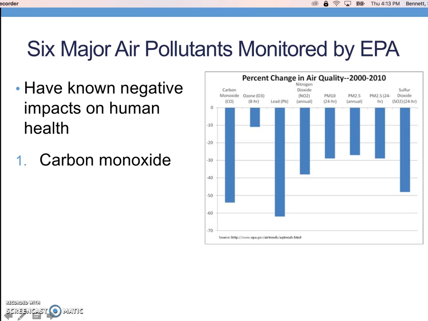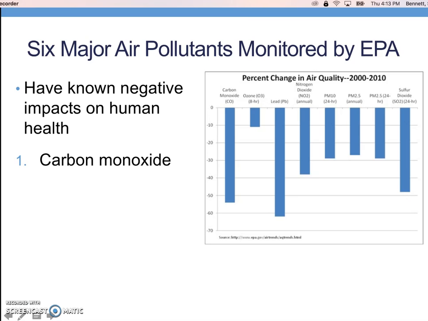So the first major air pollutant that we're going to discuss is carbon monoxide. This is usually a problem if it's high indoors. In that case, the carbon monoxide will actually outcompete oxygen and get to your red blood cells before oxygen can, which effectively suffocates you and can lead to death. Outside, this usually isn't as big of a problem.